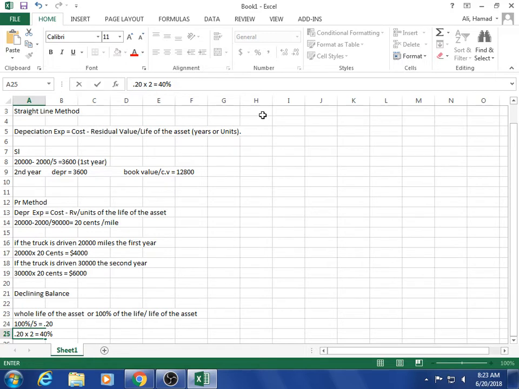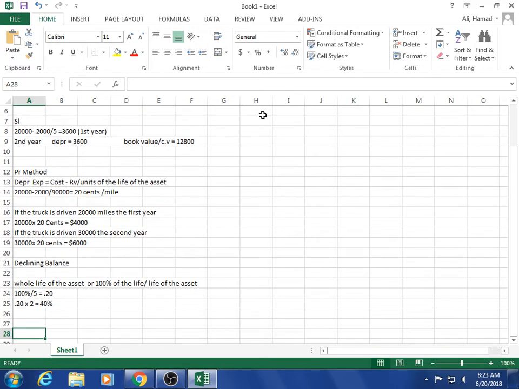So this truck cost what? $20,000, correct? If we are using double declining, so the first year is going to be 40% times 20,000, and that's equal to $8,000. So the depreciation for the first year of this truck is $8,000.